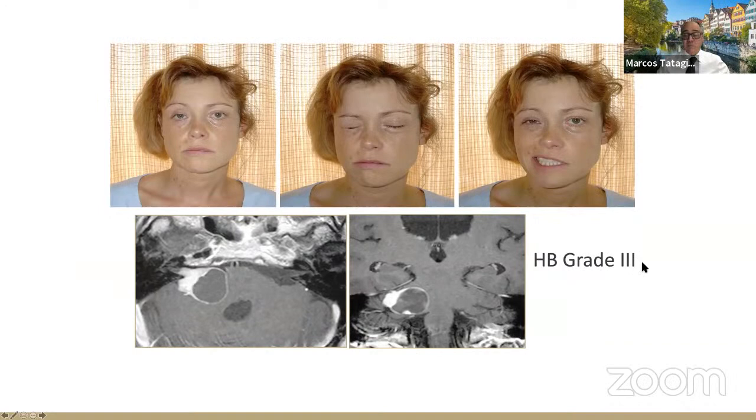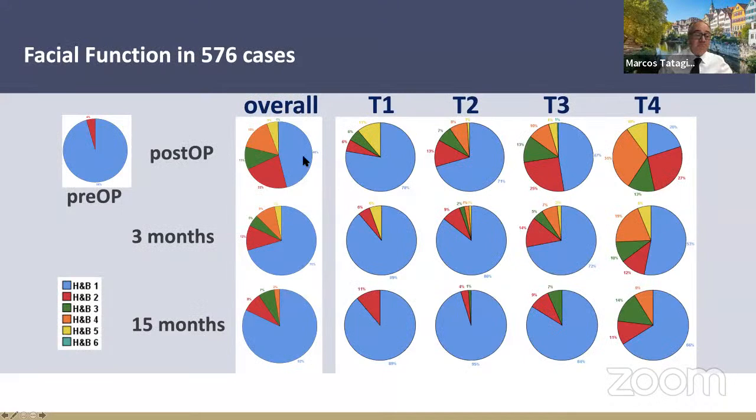The point is what happens with these cases. You see here, before surgery, almost all patients had House-Brackmann 1 and 2. Immediately after surgery, we had a deterioration in more than 50% of the cases. But what we observe is this improvement over time. So in T1 tumors, all patients regained House-Brackmann 1 and 2. In T2 tumors, 99% had House-Brackmann 1 and 2. In T3 tumors, 93%. And in T4 tumors, 77% of the patients had House-Brackmann 1 and 2.